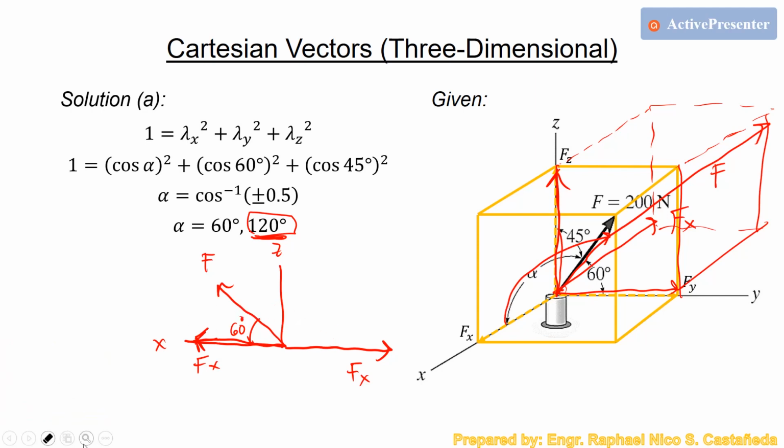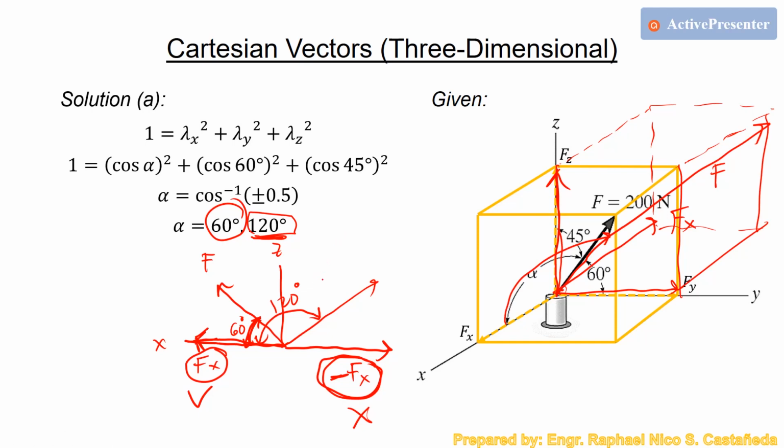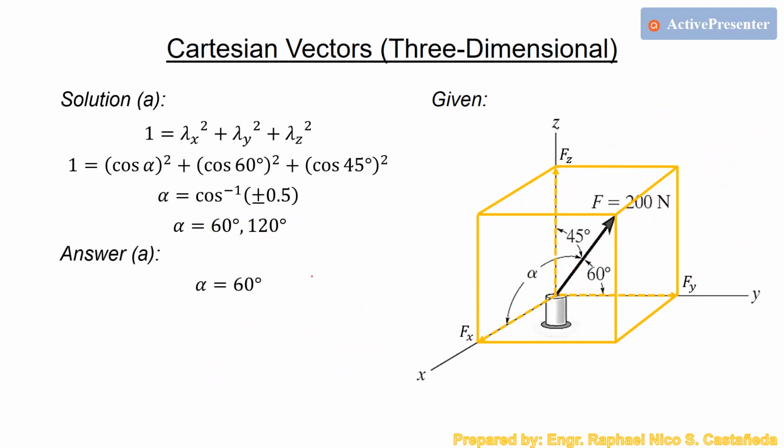let's erase this one. If this is fx, which is negative, the measurement is like this one. So this is 120 degrees. But fx is not negative. We know that it is positive. So this is the correct answer for alpha. So our final answer will be 60 degrees.